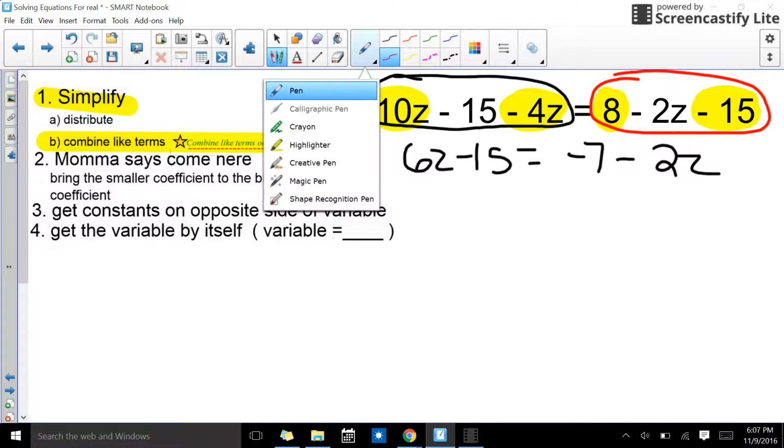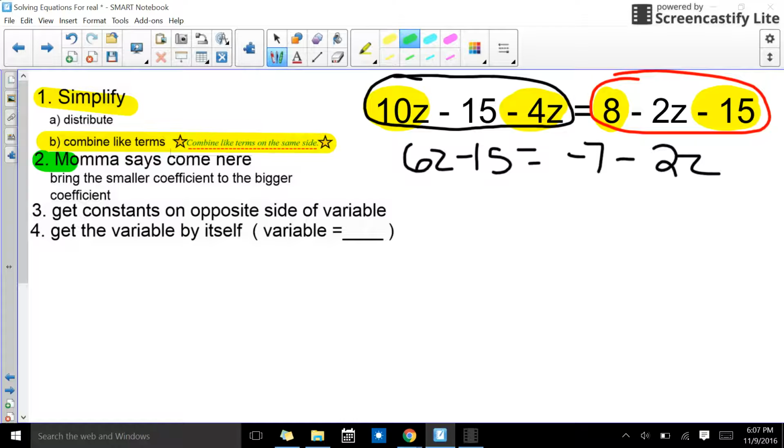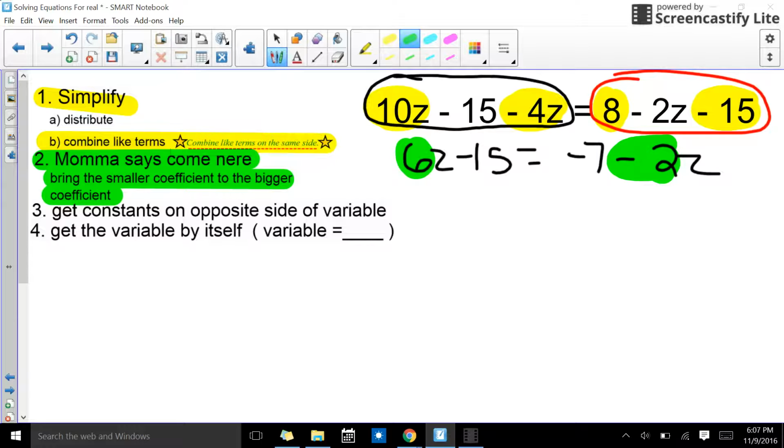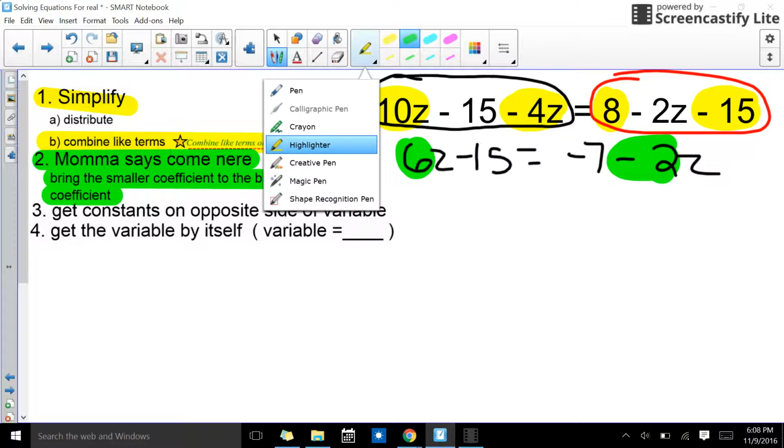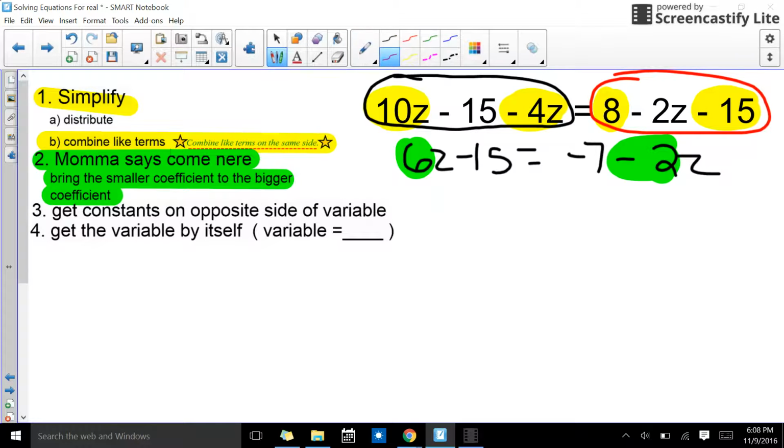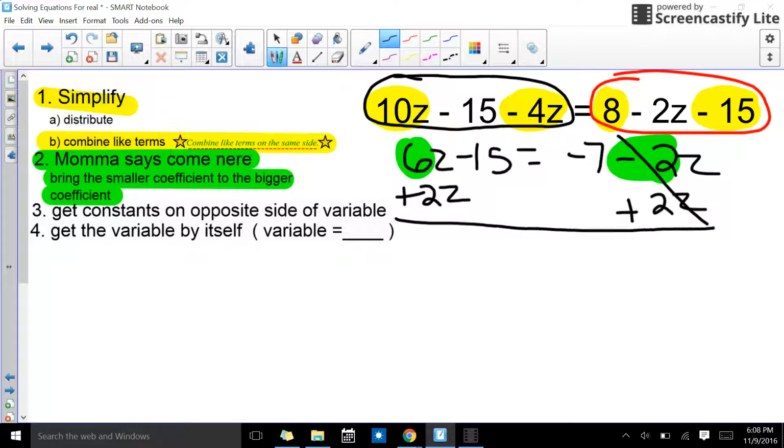The second step we need to do is Mama says come here. That's where we're bringing the smaller coefficient to the bigger coefficient. This is a coefficient and this is a coefficient. Of those two, negative 2 is the smallest. I'm going to add 2z, add 2z. Okay, I'm then left with 8z minus 15 equals negative 7.